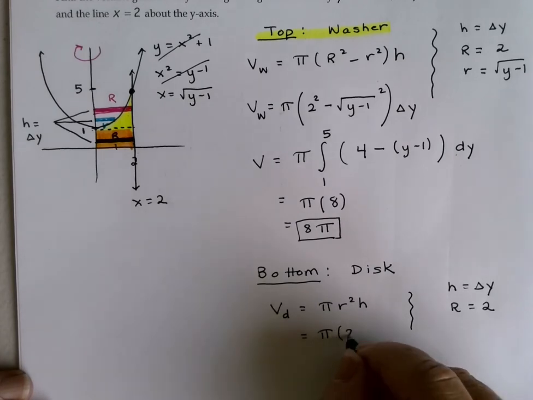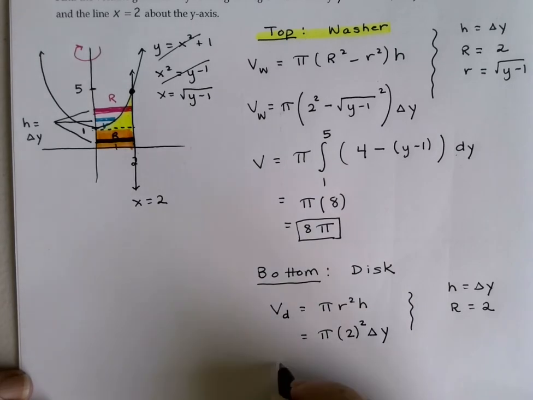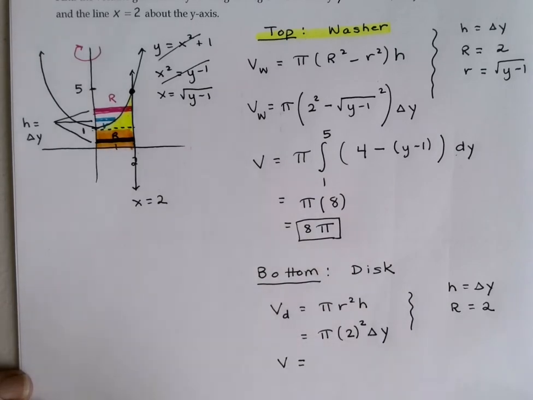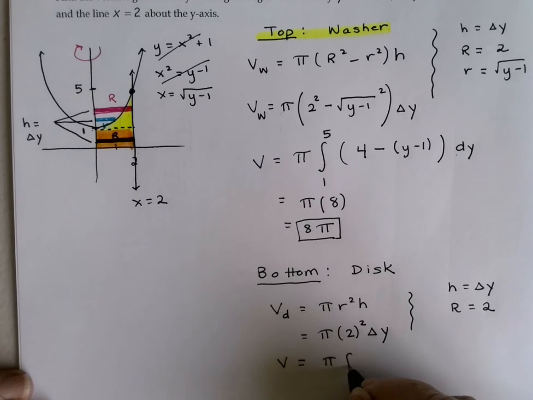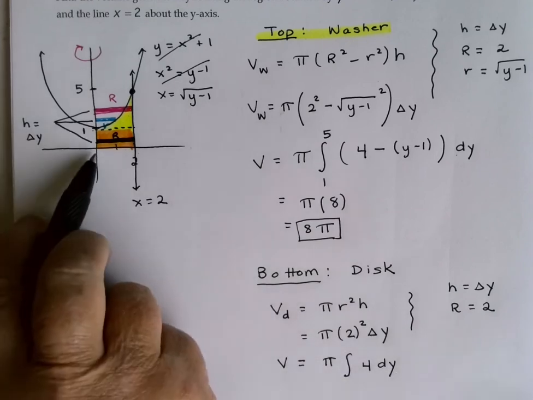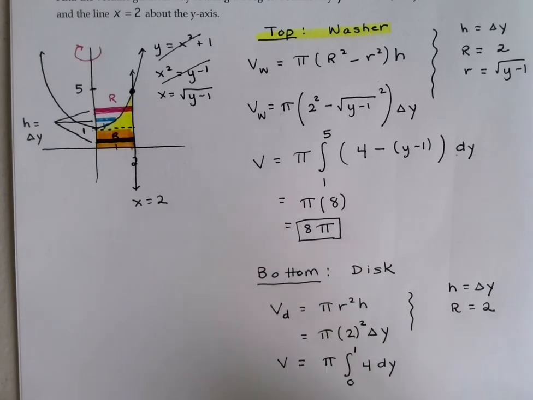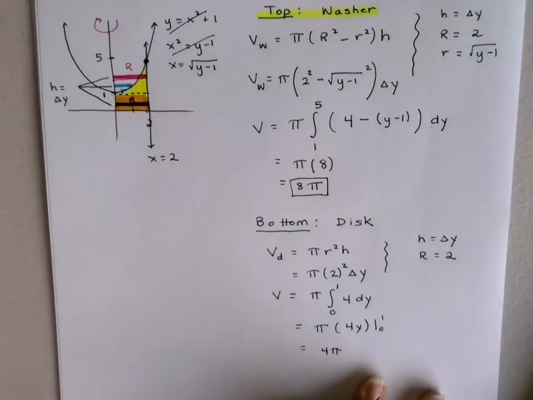So I'll get pi times 2 squared, delta y. And then the volume of the solid of revolution we'll get by integrating that. That would be 4 dy. And again, y is the variable of integration. That bottom section just goes from 0 to 1. That integral is just 4y, from 0 to 1, which is just going to give us 4. So we'll get 4 pi.